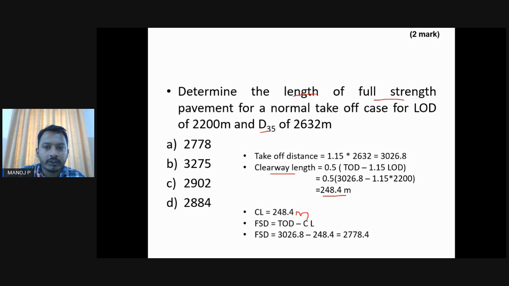Then full strength payment distance, or length of full strength payment, is equal to takeoff distance minus clear way. Takeoff distance here you will calculate: 3026.8 minus clear way distance calculated from the equation, 248.4 meters. So this should also be expressed in terms of meters. So the correct answer is 2778 meters.